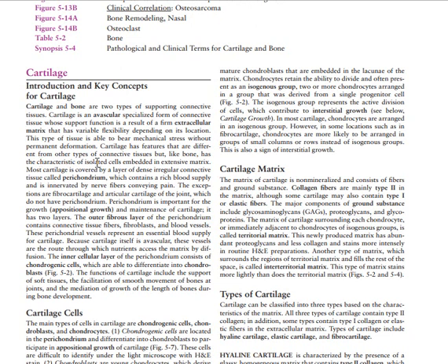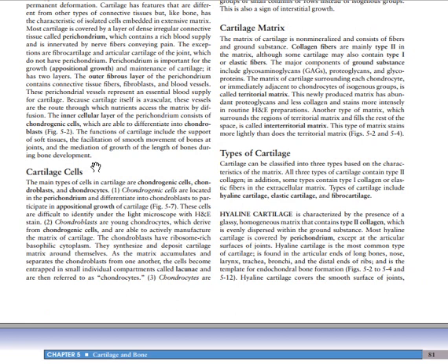So the next thing are the cells of the cartilage. There are three main types of cells in the cartilage. The first is chondrogenic cells, which are located in the perichondrium. That's the membrane that overlies the cartilage.